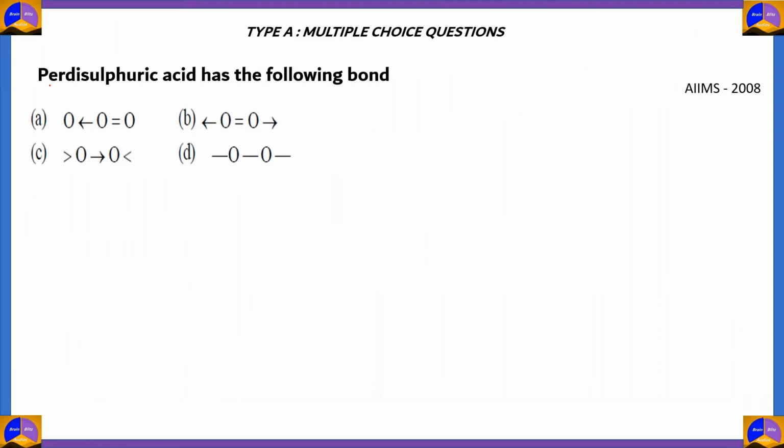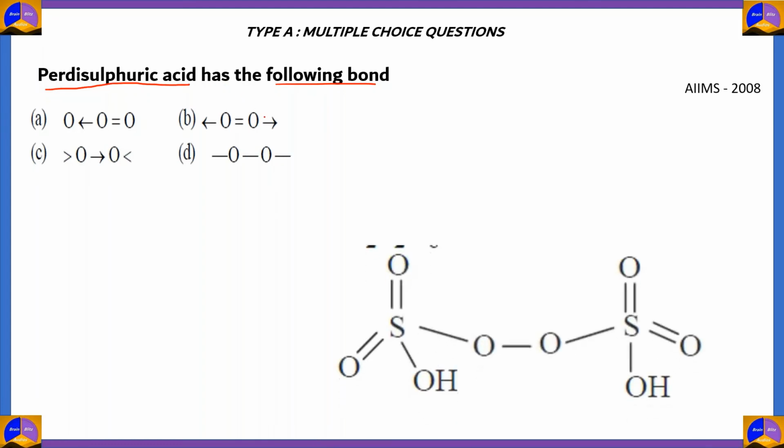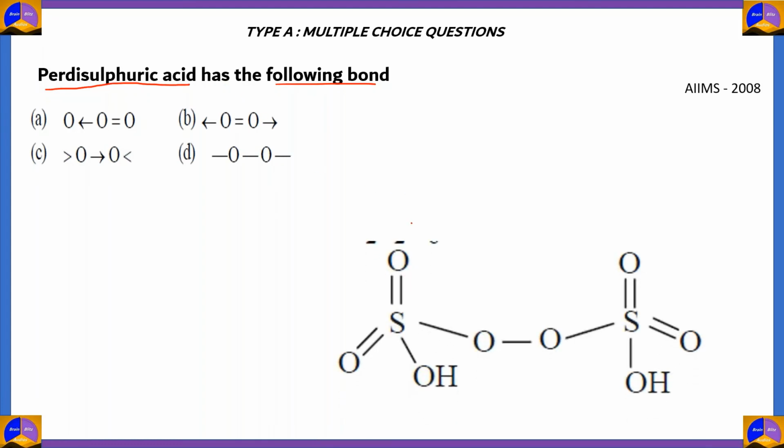The question states, peroxydisulfuric acid has the following bond. Does it have a coordinate bond and a double bond? Whether it has two coordinate bonds for oxygen, which have a double bond in between, whether it has a coordinate bond in between the two oxygen atoms, or just a normal single bond. So let's look at the structure of peroxydisulfuric acid. As you can see, this is H2S2O8. H2S2O8 is peroxydisulfuric acid.